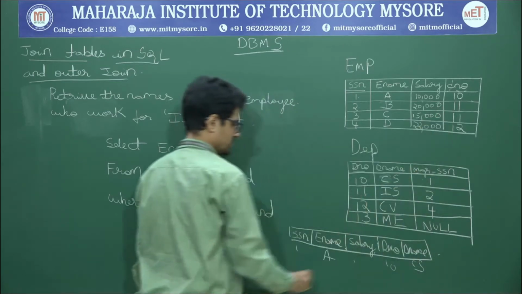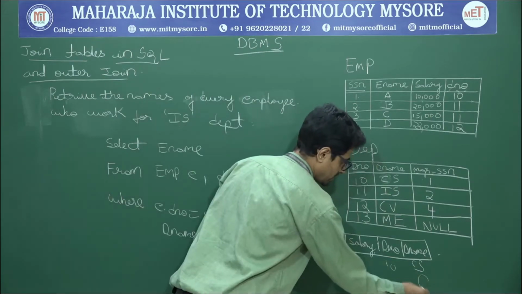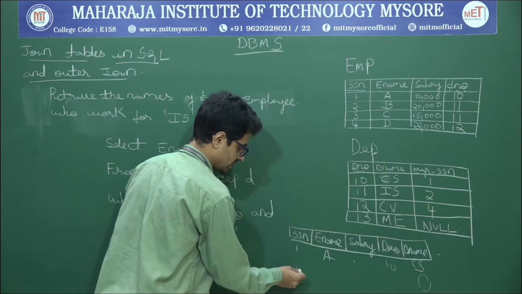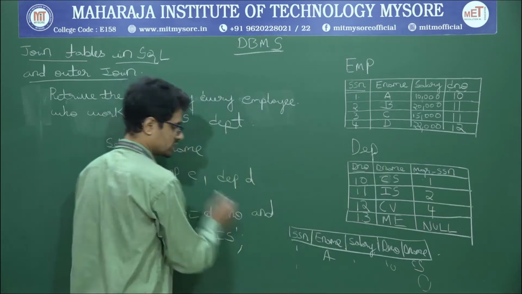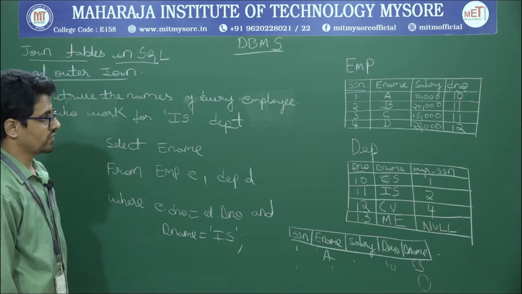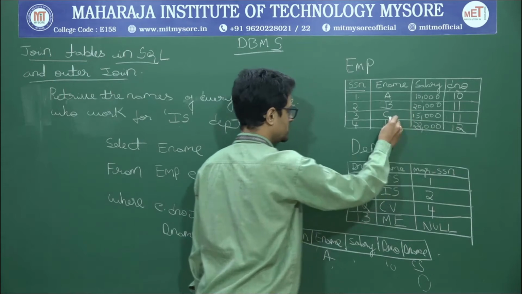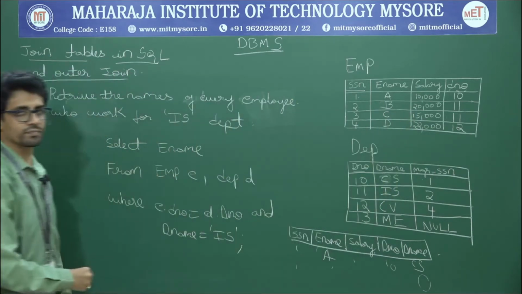Again I have 11, replace. This way I keep on joining. After joining, wherever I find the department name as IS, only those rows will be selected. In those rows, what I want is the employee name. So what will the output be? In the case of the IS department, 11 is twice, so B and C will be selected as output.